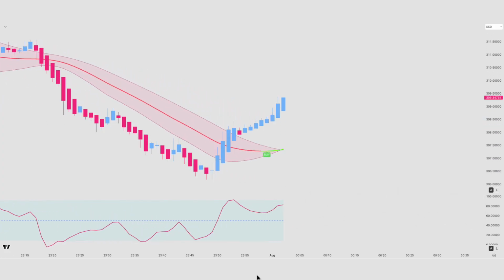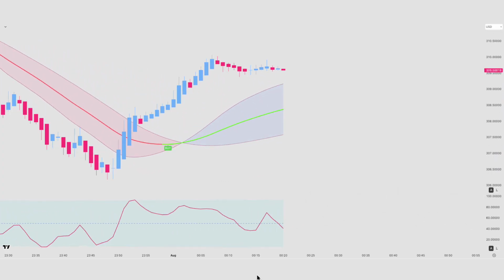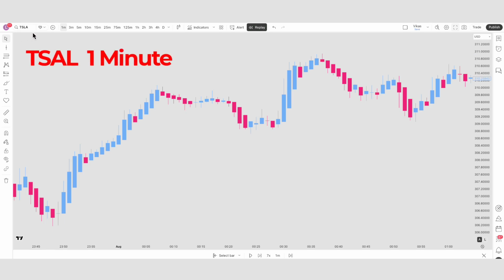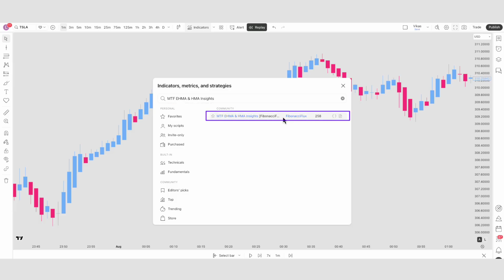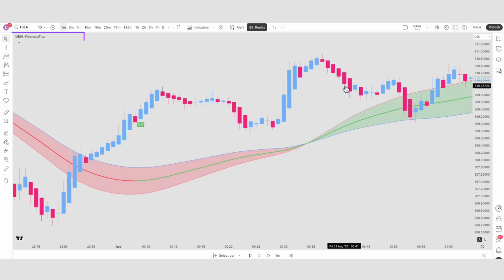Now we tell you how we want to trade. Let's start the video. We open the TSLA 1-minute chart, and don't sweat the time frame either. Next, you'll want to find those magic indicators. Head over to the Indicators tab and search for the MTF, EHMA, and HMA insights. Select the indicator made by Fibonacci Flux and add it to the chart.